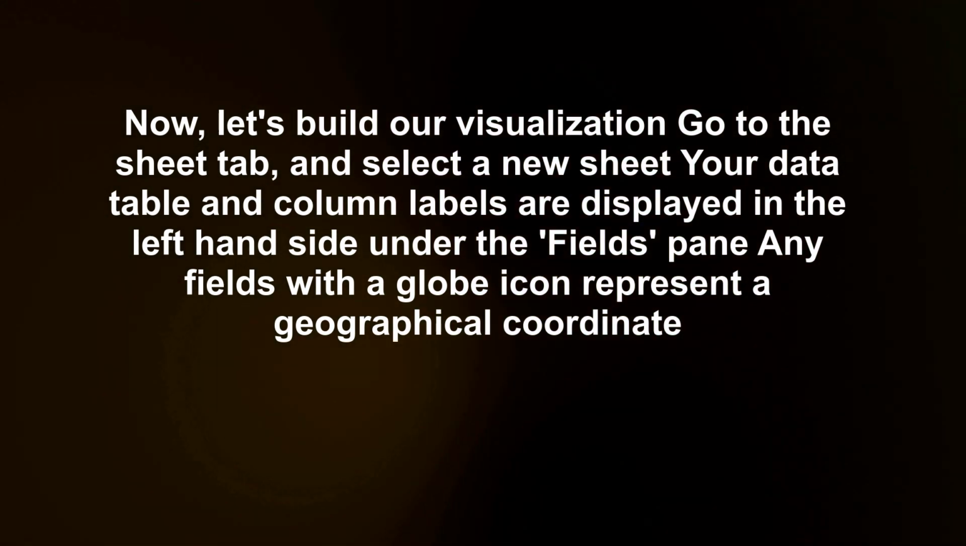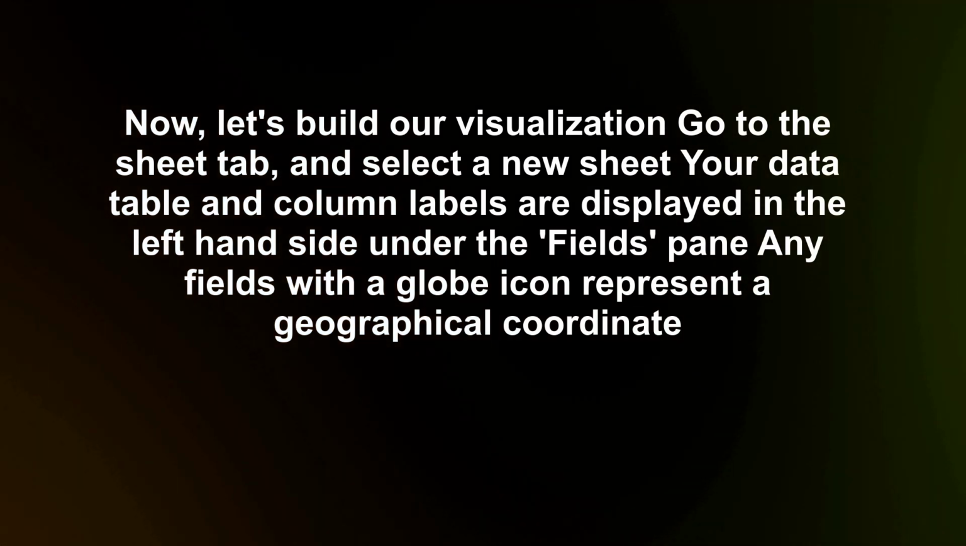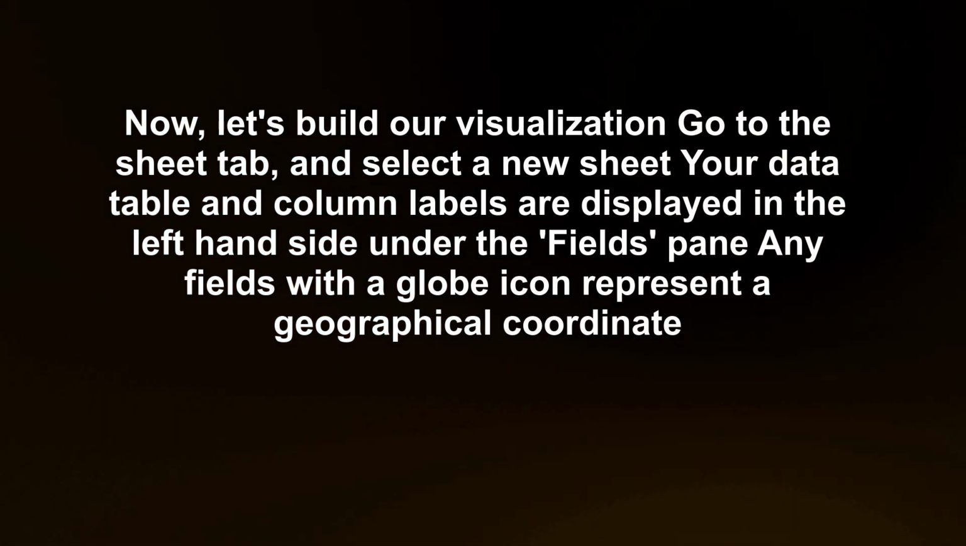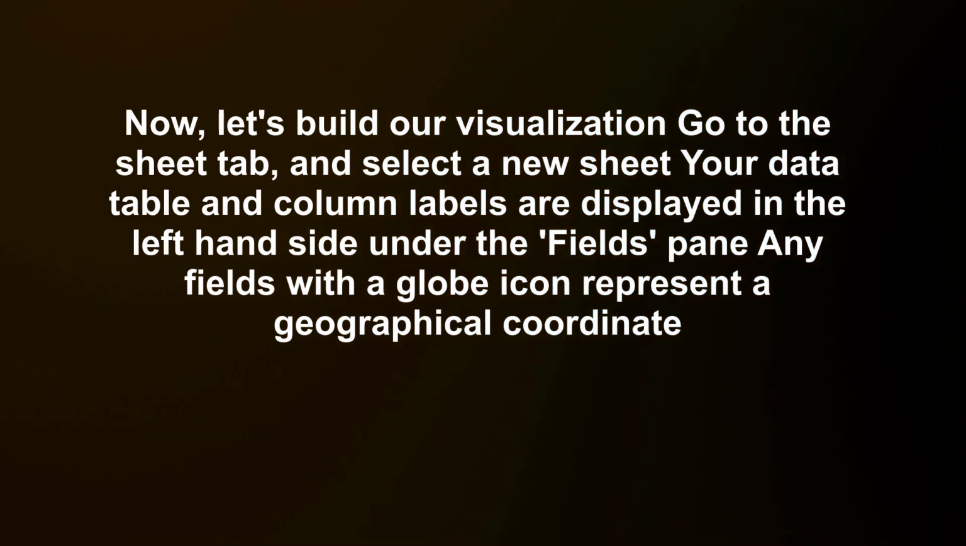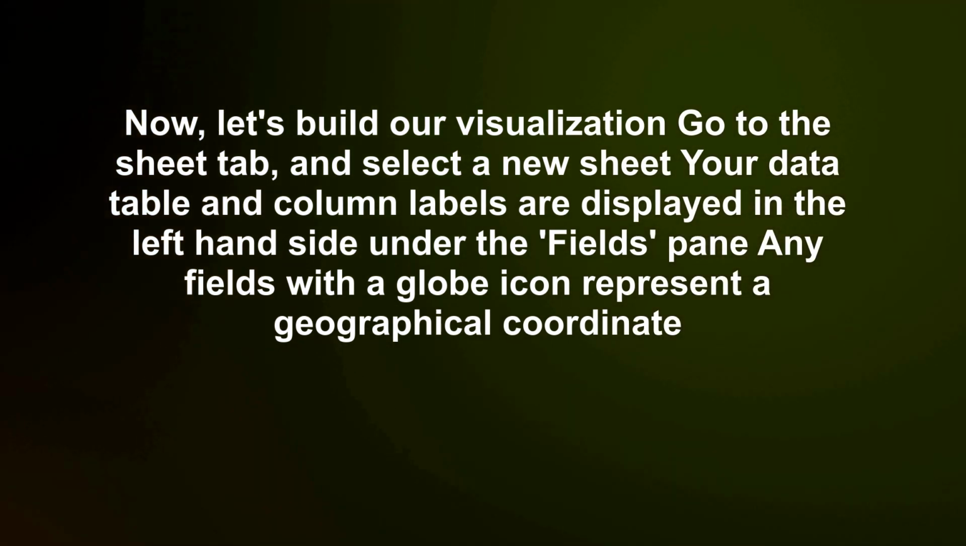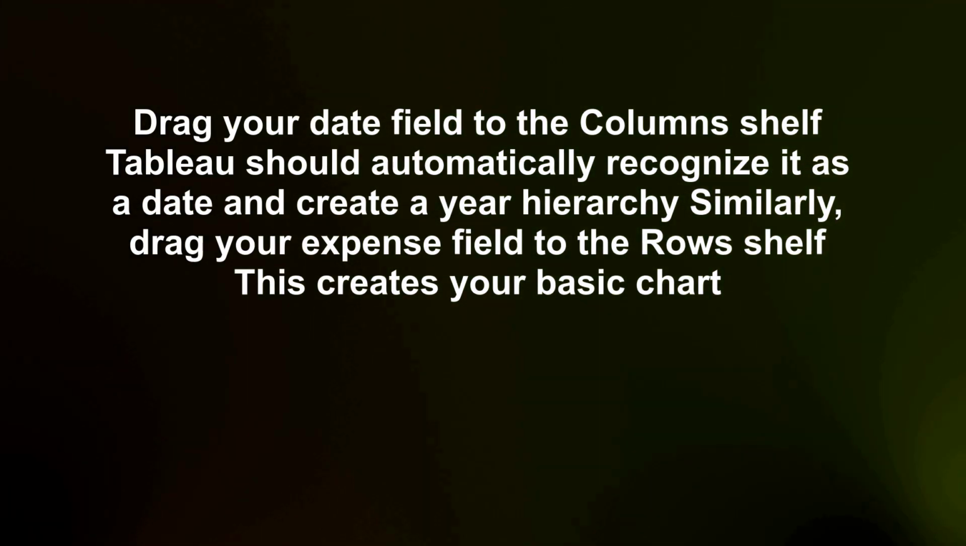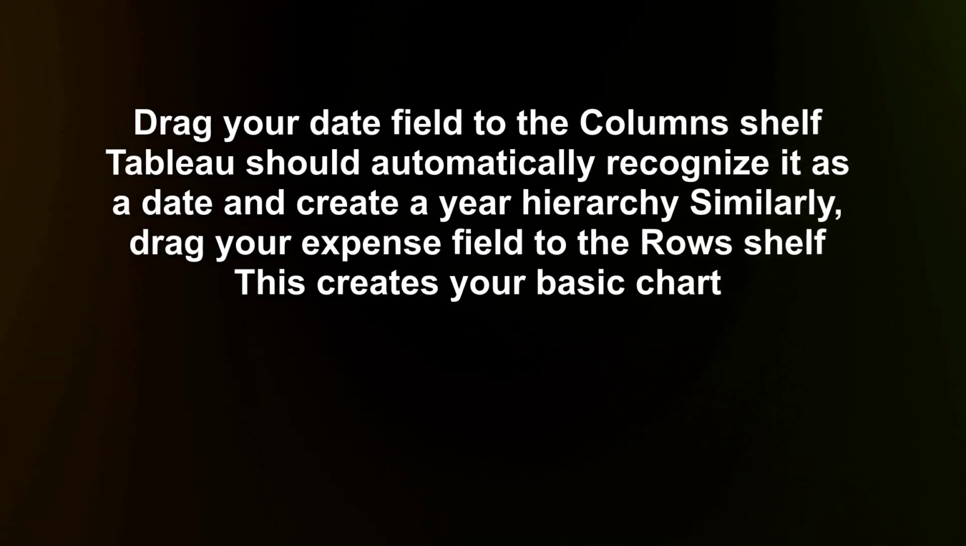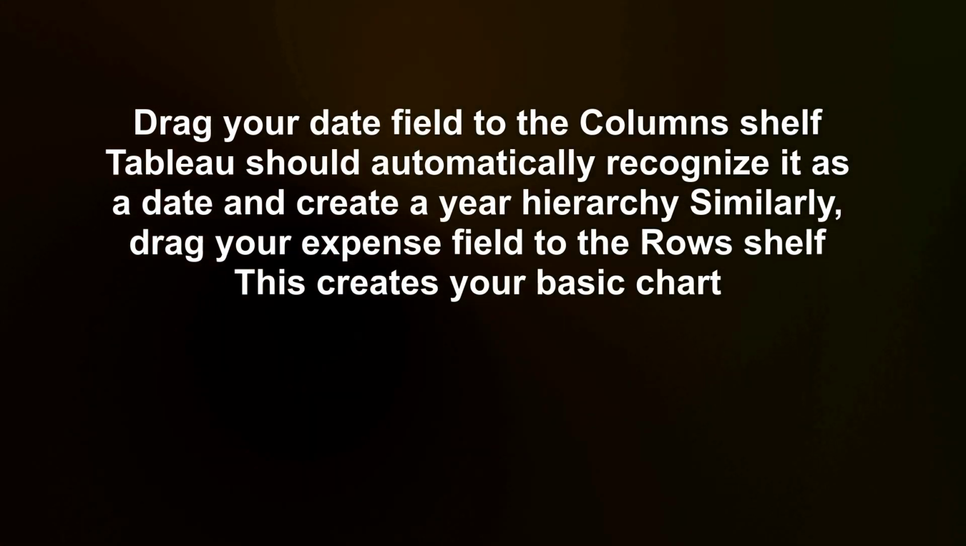Go to the Sheet tab and select a new sheet. Your data table and column labels are displayed on the left-hand side under the Fields pane. Any fields with a globe icon represent a geographical coordinate. Drag your date field to the columns shelf. Tableau should automatically recognize it as a date and create a year hierarchy.